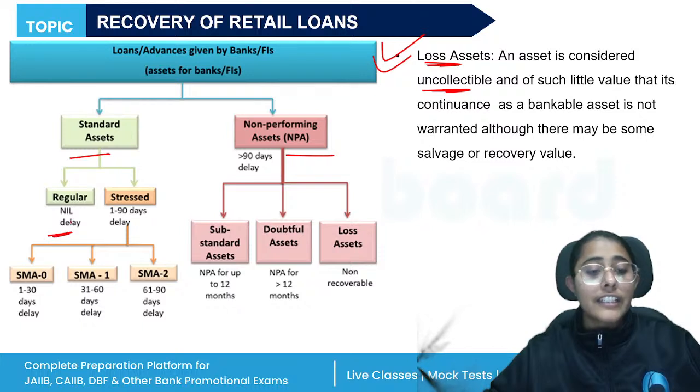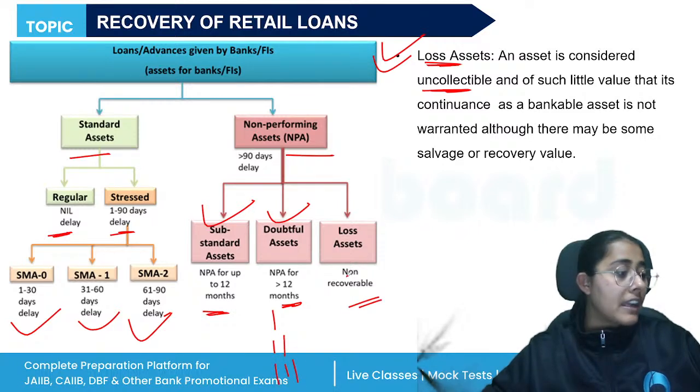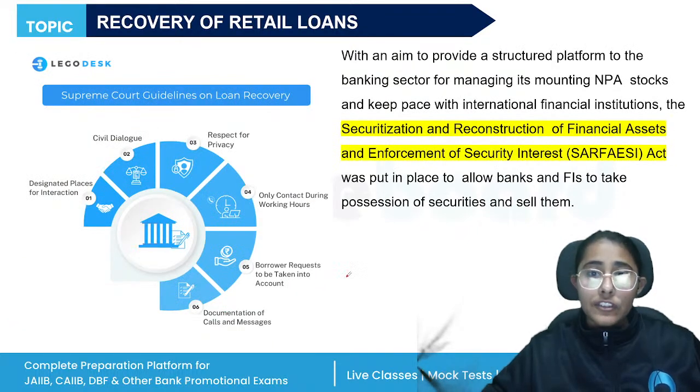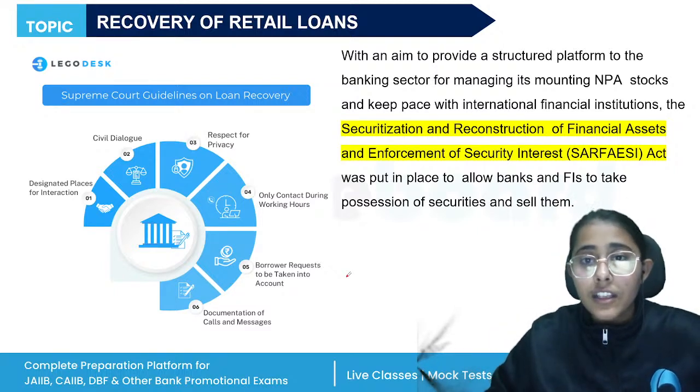Standard is a regular account where there is no delay in the repayments. Stressed account is where 1 to 90 days of delay can be seen. Then under the stressed, we have the special mention account categories, the first 0, 1 and 2. Then under the non-performing assets, we have the substandard up to 12 months, and doubtful assets more than 12 months. Then we have the three categories under the doubtful and the loss assets, which the bank will now term as non-recoverable, right?